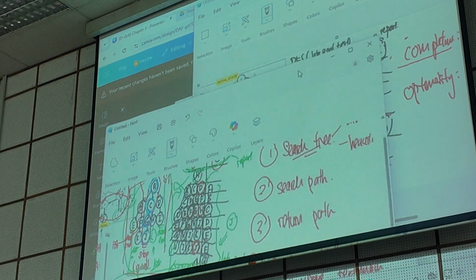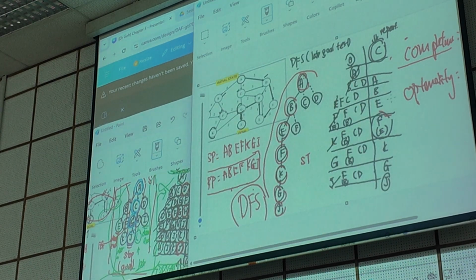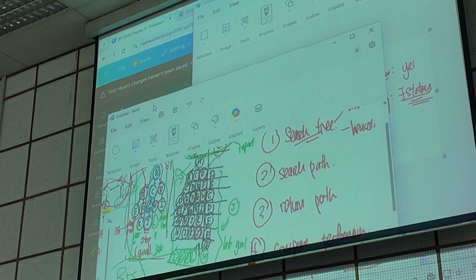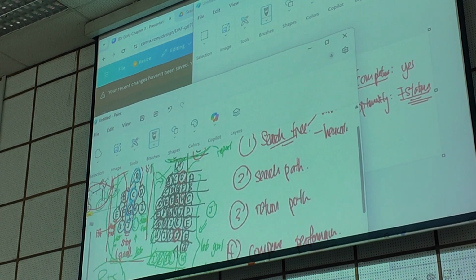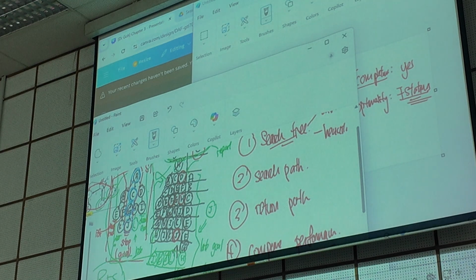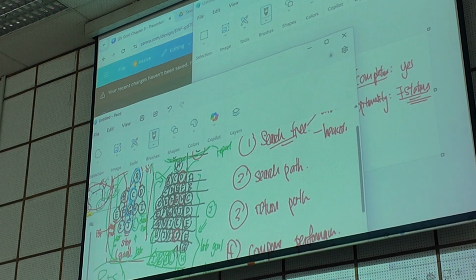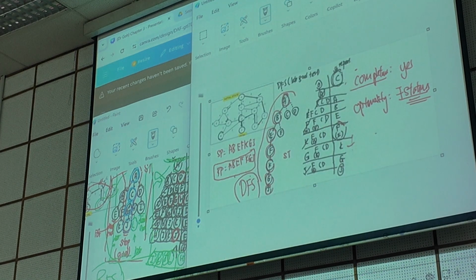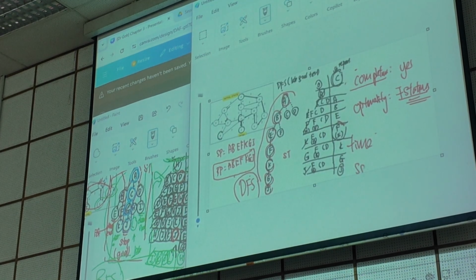The size is the smallest. Okay, so this one's 7. Just now we have only 4 stations for this case, 4 stations. So definitely in this case, breadth-first gives you optimal solutions compared to depth-first. We are comparing the number of stations. Okay, so you can also compare with the time and also the space.